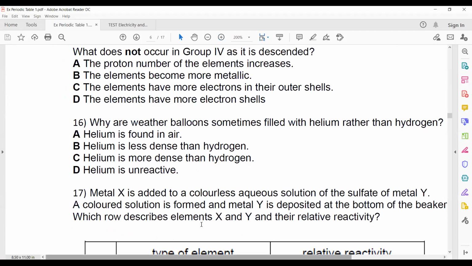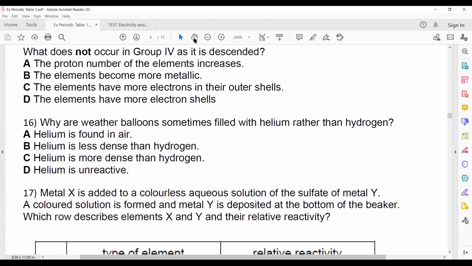In question 16, why are weather balloons sometimes filled with helium rather than hydrogen? Both hydrogen and helium are lighter than air. If you have a balloon filled with hydrogen and a balloon filled with helium, both are lighter than air, so these balloons will rise. So that's not the reason. Because of density, we don't use both of them.